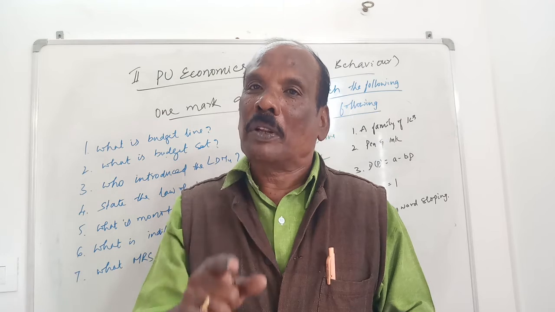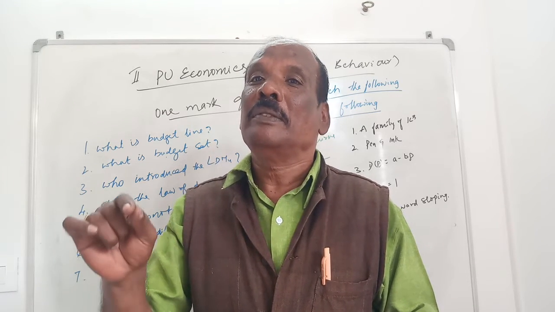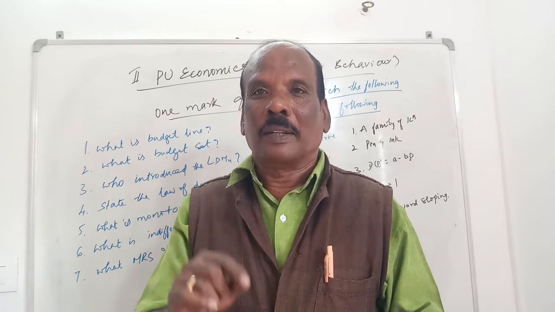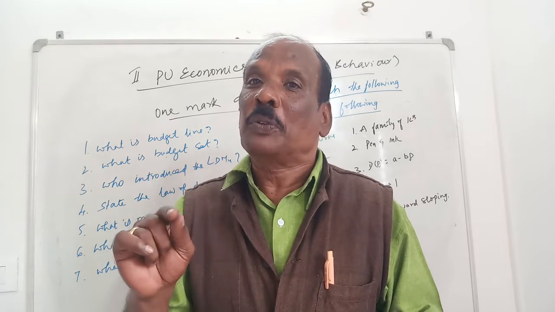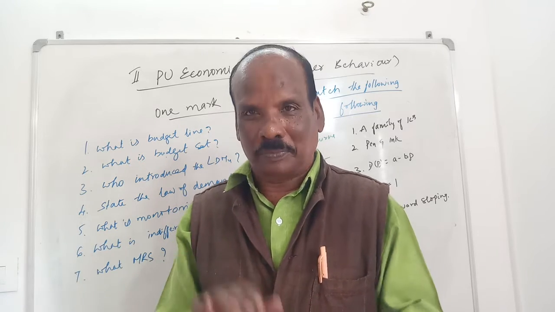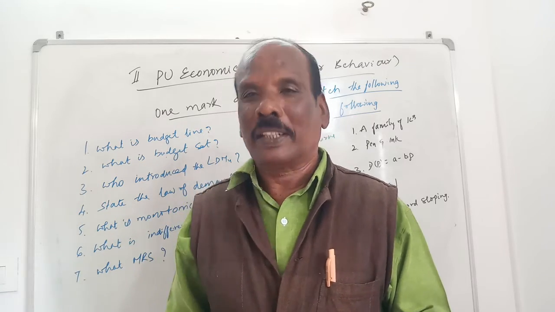So the formula of budget line is M is equal to P1x1 plus P2x2, whereas for the budget set, P1x1 plus P2x2 is lesser than or equal to M, where M indicates the income of the consumer.